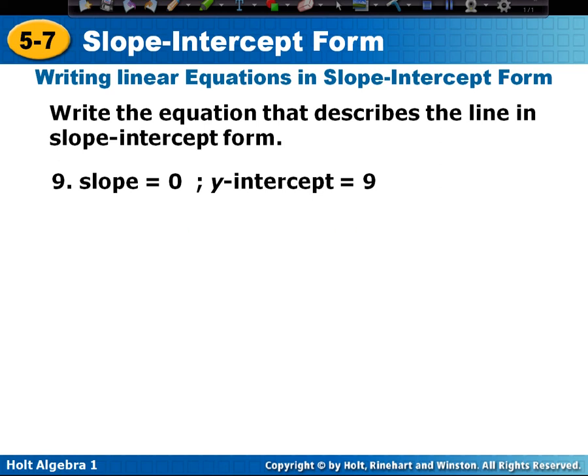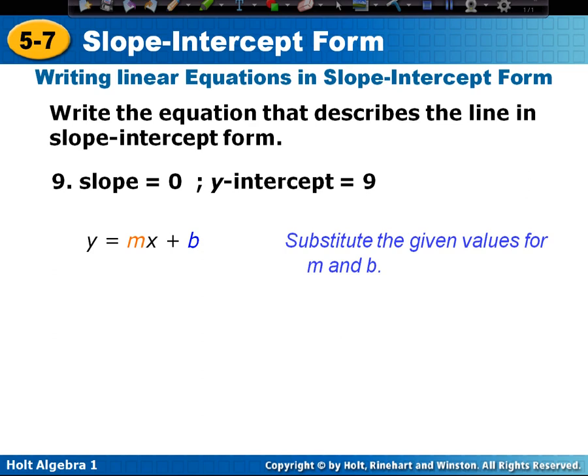Write down number 9. Slope equals 0. Y-intercept equals 9. We're plugging this into y equals mx plus b. We're going to substitute in the 0 for the m, and the b is 9. Now, you know that anything times 0 is going to give us 0, so we're going to actually go ahead and leave this out in our final form, and it's going to become y equals 9 because 0 times x is 0, so we go ahead and omit that.